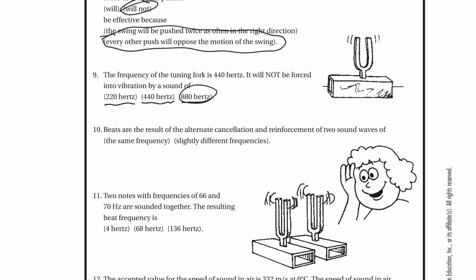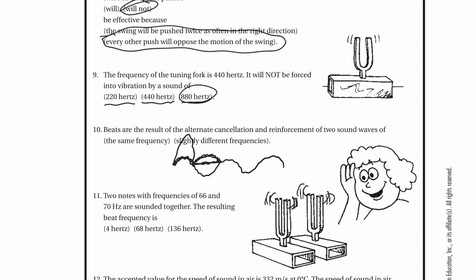Now, the fun part of these little tuning forks is that you can set up beats. Beats are the result of alternate cancellation and reinforcement. So let's say that I have a wavelength, whatever that wavelength is, and if I have a wavelength the same over top where they're both helping each other, then they're going to add together. If I have a situation where they're both opposed to each other, then they're going to cancel out.